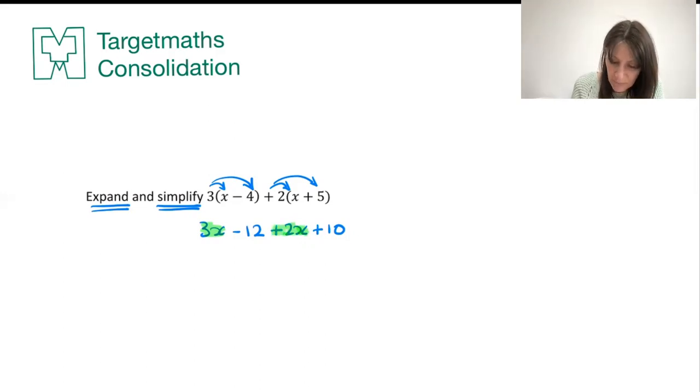It's really important that I'm looking here at my instruction of what to do. Lots of people go wrong for that reason. So 3x plus 2x is 5x. And then obviously I've got minus 12. And when I add 10, I end up at minus 2. And that's the final answer on that one.